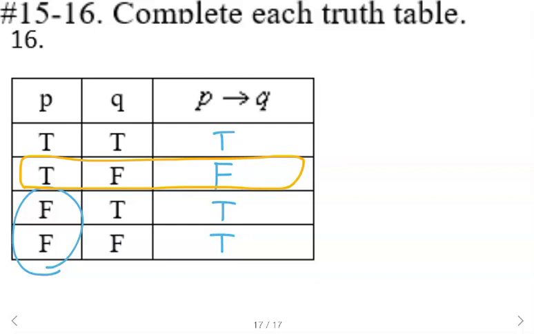Anytime you're looking for a counterexample to a conditional, you need to be thinking through this row. First part must be true, second part false. That proves a conditional false.